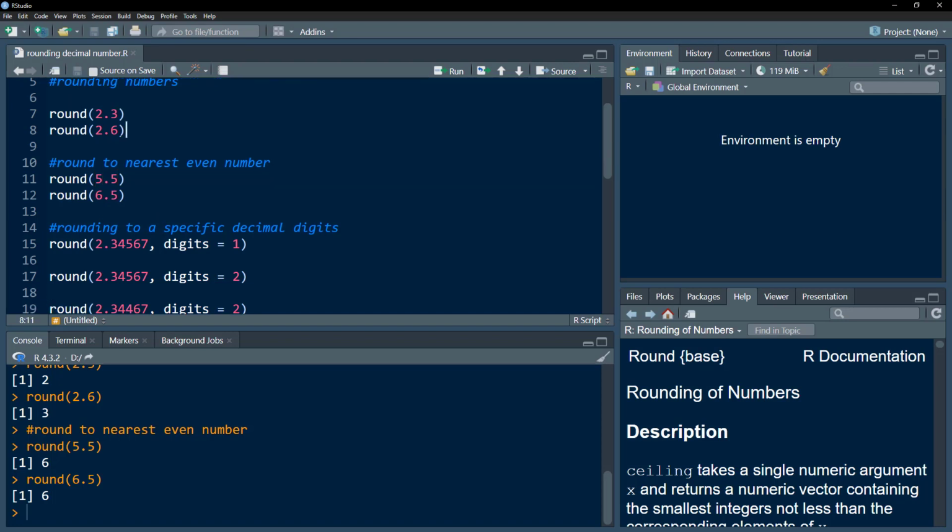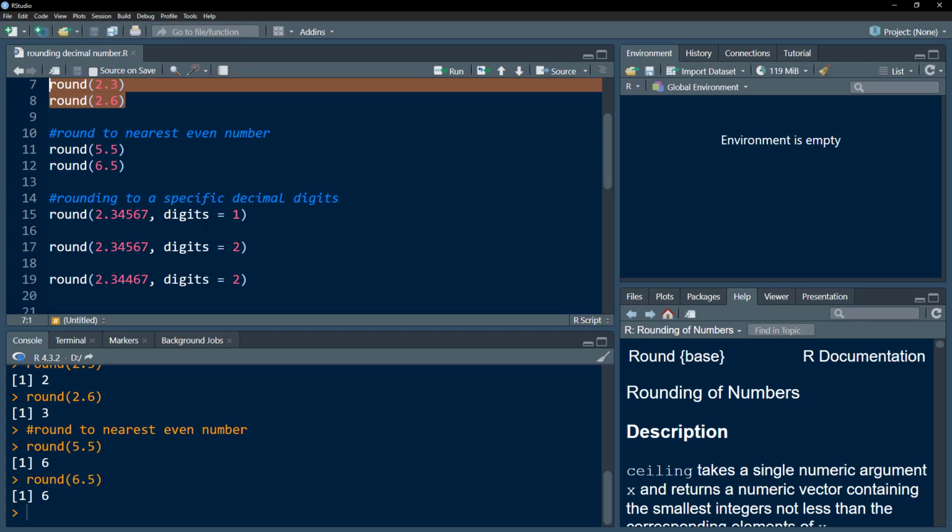Now in this case, we are rounding to an integer. What if we want to round to a specific number of decimal digits? In this case, we have a float where we have 5 digits after the decimal point, but we do not need that level of precision. What if we just need 1 digit after the decimal point? We would use the digits parameter and give the number of digits that we want after the decimal point as an argument. The rest of the function would remain the same.